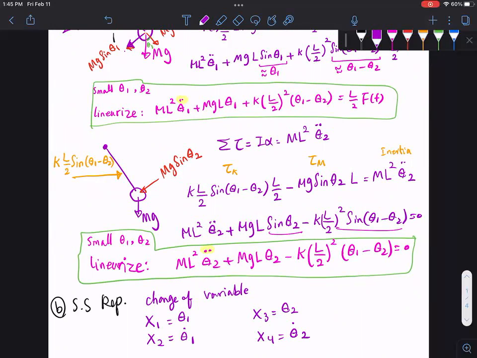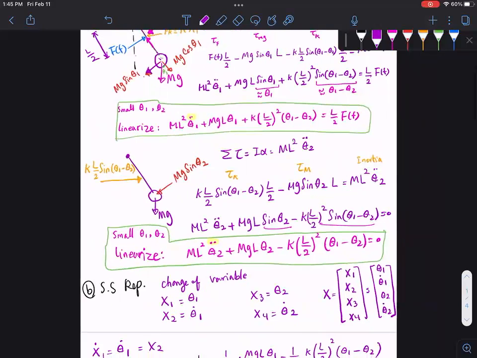So I'm going to call x1 is theta 1, x2 is theta dot 1, x3 is theta 2, and x4 is theta dot 2. So my state variable is going to be x1, x2, x3, x4, which is theta 1, theta dot 1, theta 2, theta dot 2. If you think about it, that is the angular position of the first pendulum, the angular velocity of the first pendulum, the angular position of the second pendulum, and the angular velocity of the second pendulum. These are the things that I'm looking for.